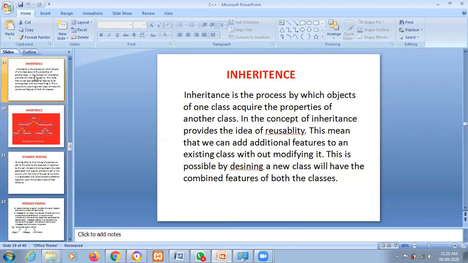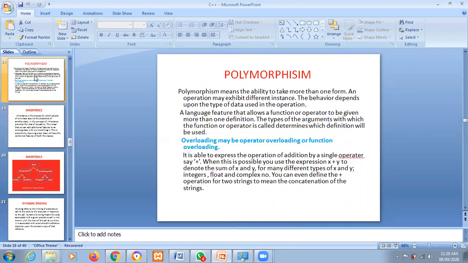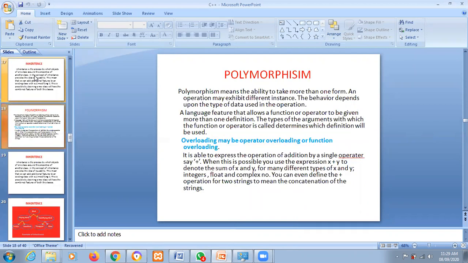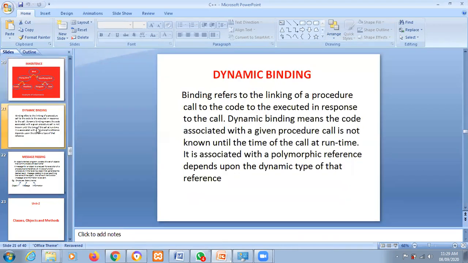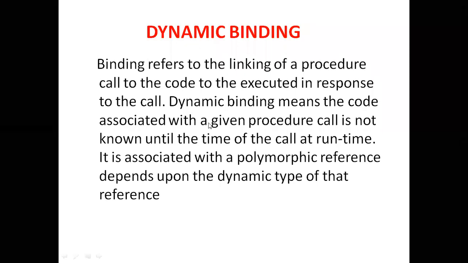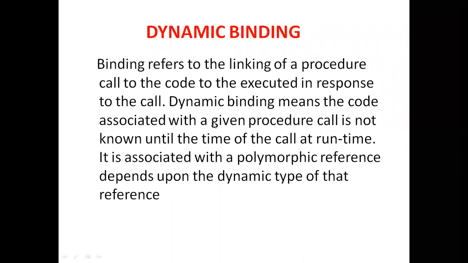So, inheritance clear? Polymorphism clear? Yes, sir. Now we will go to dynamic binding. So what is the meaning of binding? Binding means linking of procedure whenever you will call. Clear? So dynamic binding means this binding will happen at the runtime. Whenever you will run your program, at that time that binding will occur in your program.